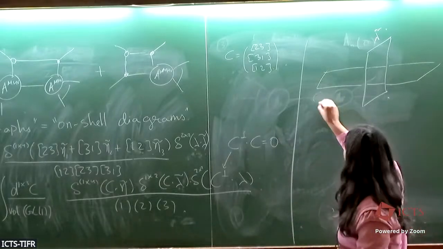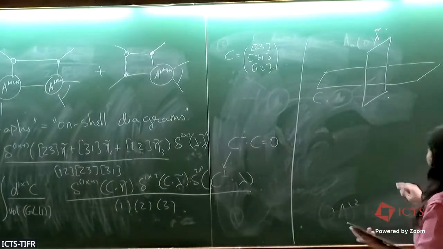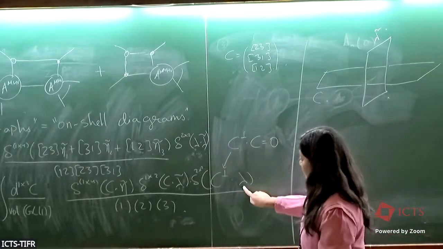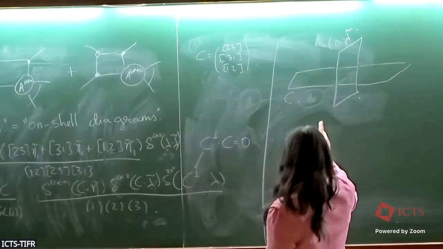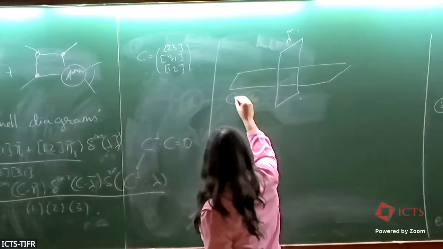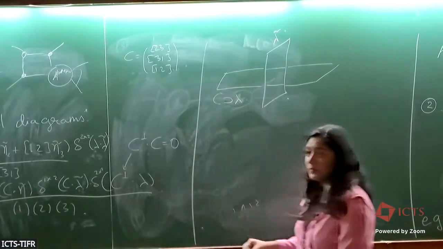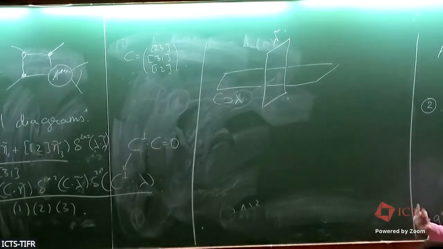Okay, my drawing is not so good, but I hope this makes sense. And then C perp is perpendicular to lambda. Another way of saying that is that lambda is inside C. Okay. Now we can do a quick dimension counting.